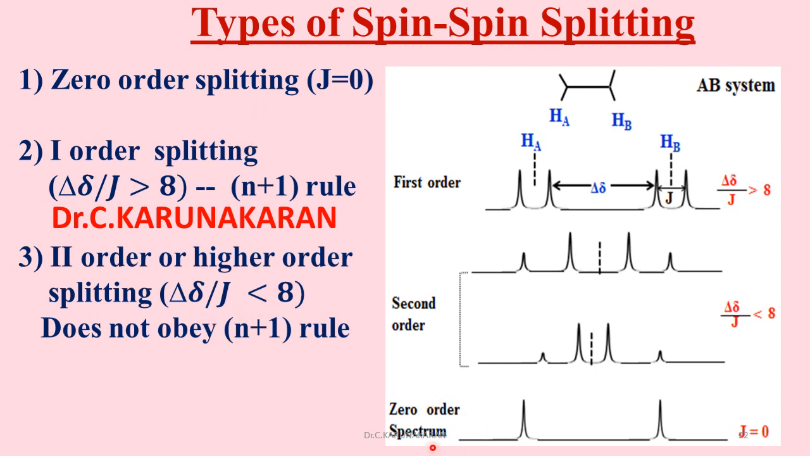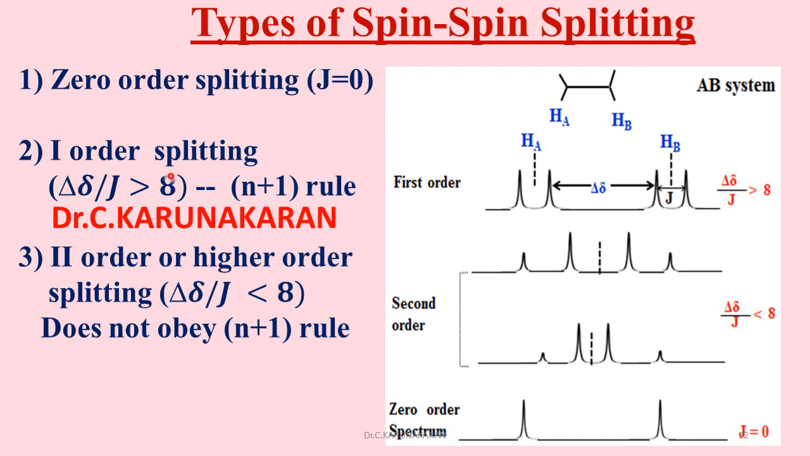Okay, now let us see zero order splitting. For an AB system, there are two types of protons, A and B. They are different protons. They have different chemical shift values. You see there are two chemical shifts, two protons, but they are not coupled. J equal to 0. Therefore, they have singlet signals: a singlet signal for the A proton and a singlet signal for the B proton.